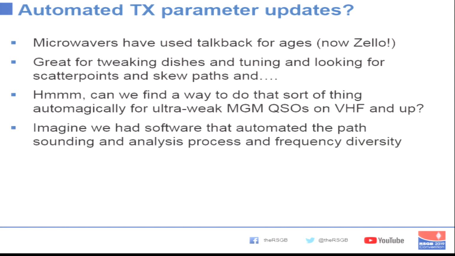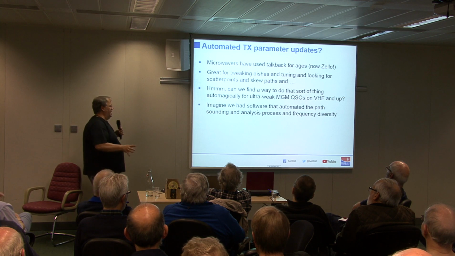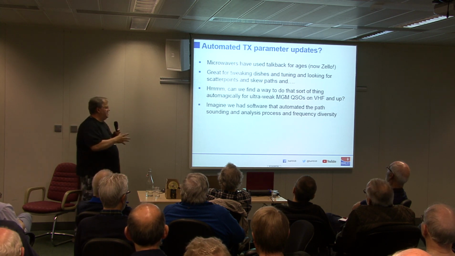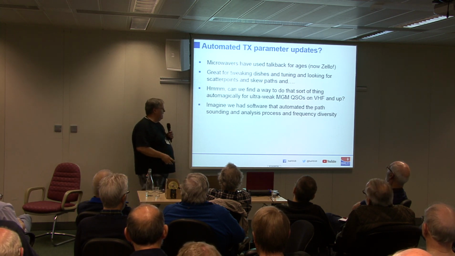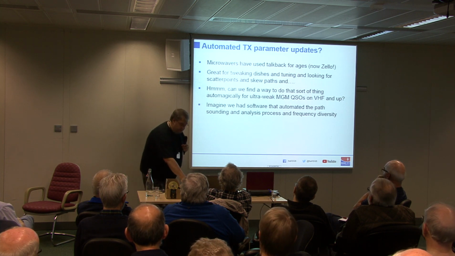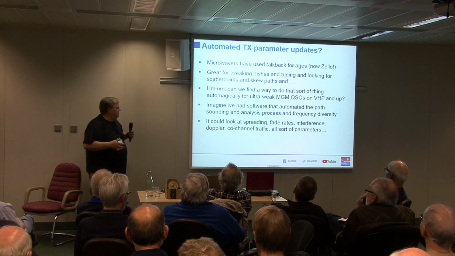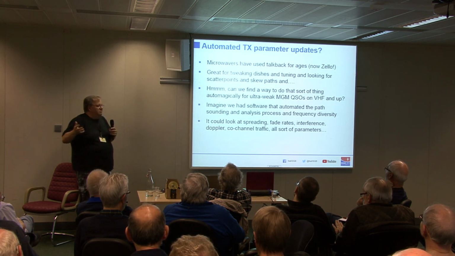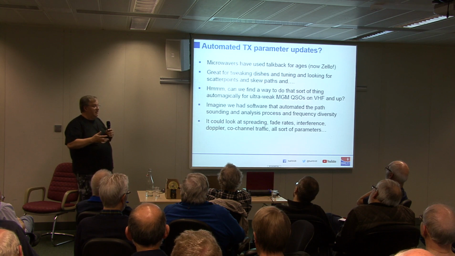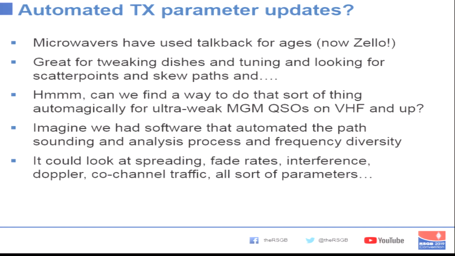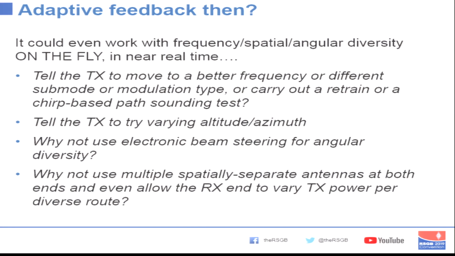Now, imagine that we could find some software that doesn't exist yet, but automated that path sounding analysis process and maybe looked at frequency and spatial diversity as well. It could look at all of those: spreading, fade rates, interference, Doppler. It could look for co-channel traffic, all sorts of things that you could actually dig out from it. Could even work out if you've got troposcatter, quite often they use angular diversity.